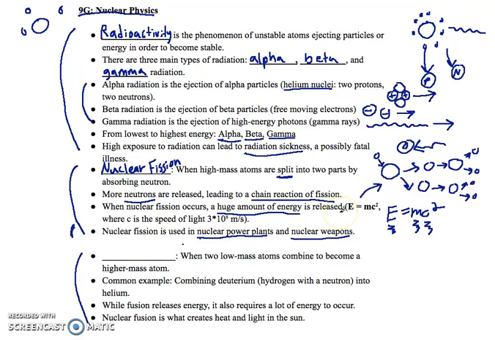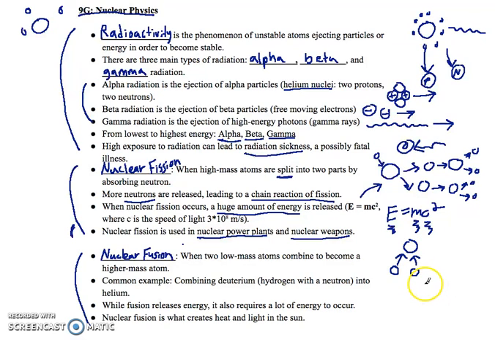Now we're going to look at the other kind of companion reaction to that, the other type of radioactive chemical reaction. That would be nuclear fusion. So it's kind of the opposite. That's what happens when two low mass atoms combine into a higher mass atom.